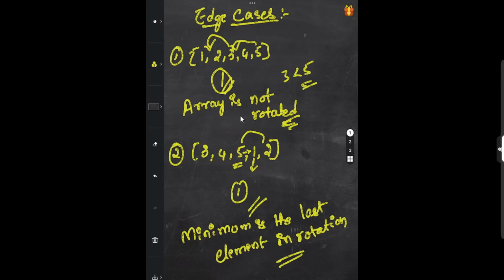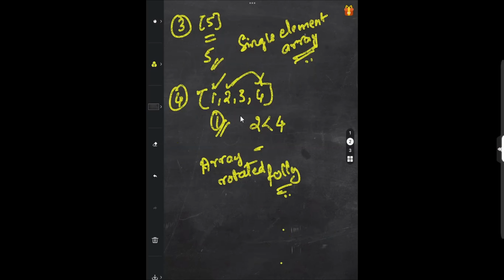So what are the edge cases that we saw here? First one was for array is not rotated. Second one is for minimum is the last element in the rotation. Third one is for single element array. Fourth one or the final one is for the array rotated fully. These are the 4 edge cases that we need to keep in mind. Now let's start writing the code, and I'll explain the code while writing it, and then finally discuss the complexity of the code that we have written.